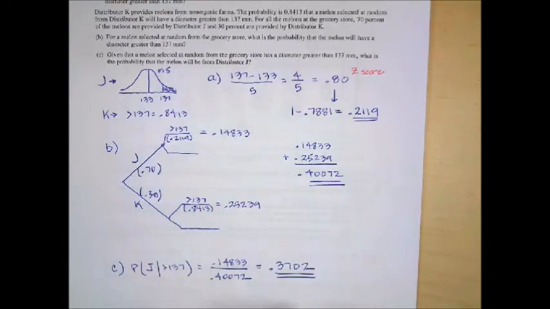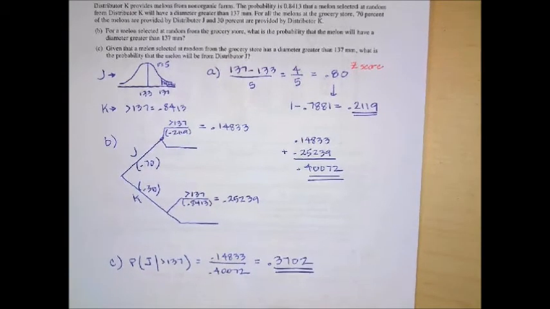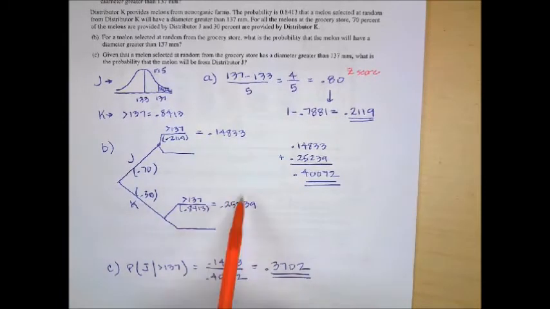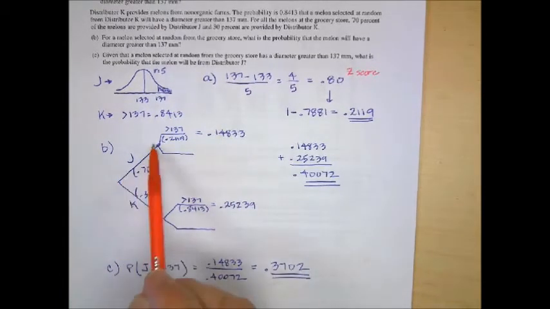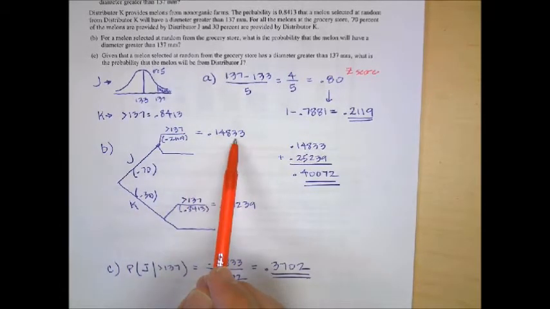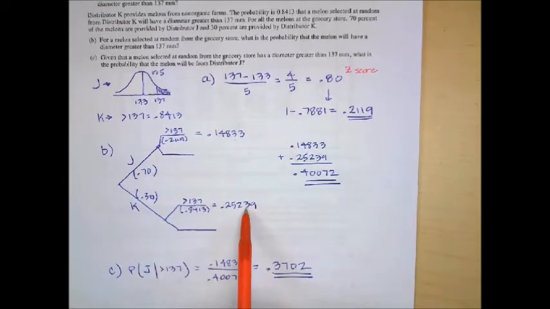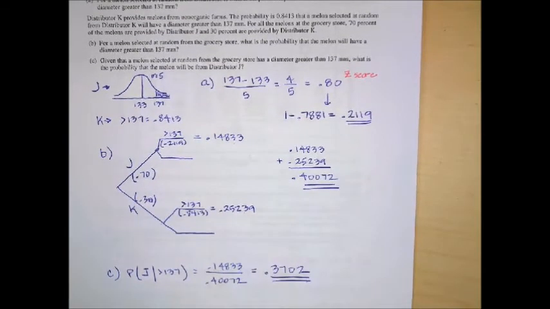So to finish off the problem, it just said, okay, you're going to this store and you buy a melon. What's the probability that it's bigger than 137 millimeters? Well, you just add this and this. It might be from supplier J. That's the probability it's from supplier J. That's the probability it's from supplier K. They didn't ask anything about the supplier. So just add these two, and that's your answer.